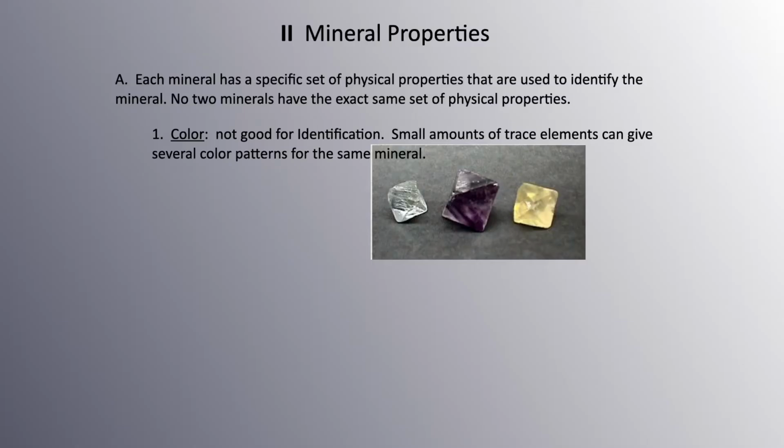The first physical property that we're going to look at is color. And color is the worst way to identify a mineral. I know that's hard because we're people and we have these eyes in the front of our head and we use vision for a whole lot. But color is the worst way to identify a mineral. And that's because of something we call trace elements. Trace elements are these small amounts of other elements that get stuck in that Lego piece structure of the mineral, and it throws off the outside color.